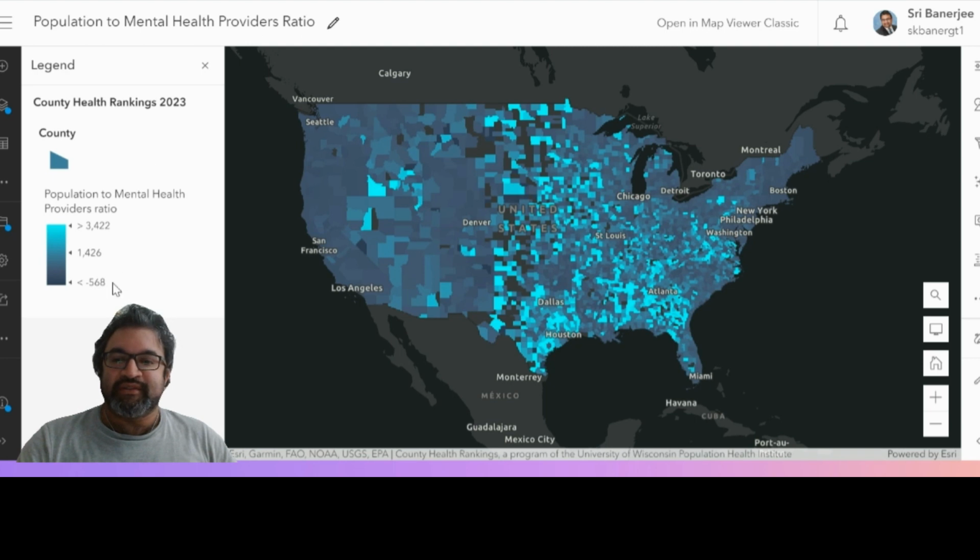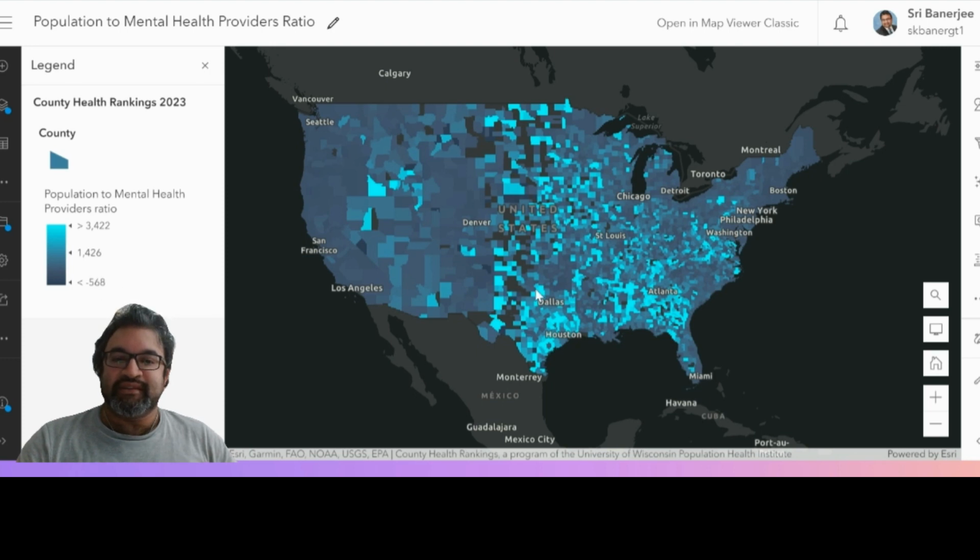I wanted to make a note here. When you see negative 568, you immediately know there's an error. So this is actually less than 568. So ratios work in this way. The lower the value or the number, that means that there's more providers in this area. So, in other words, as the population and the mental health providers get closer, the number gets smaller.